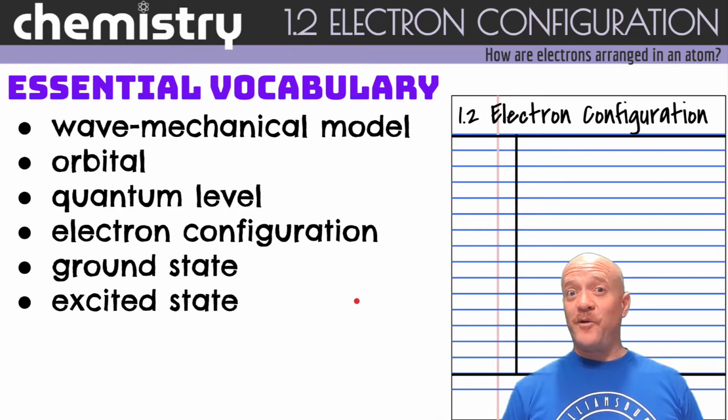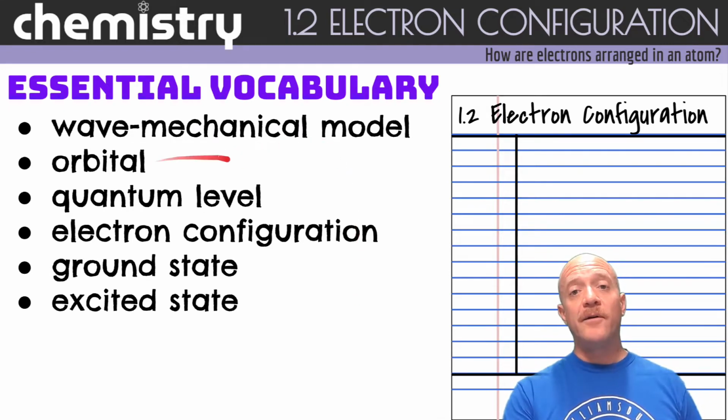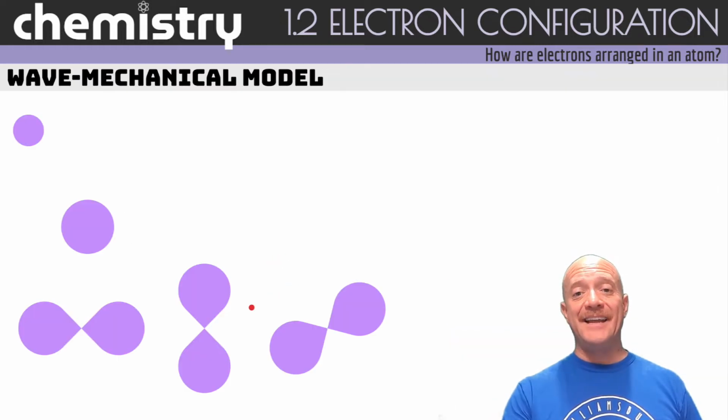Hey, this is the video for 1.2, Electron Configuration. So go ahead and set up a new entry in your Cornell notes. Remember to start a new page for this video. Also check out the essential vocabulary. Today we will be discussing wave mechanical model, orbital, quantum level, electron configuration, ground state, and excited state.